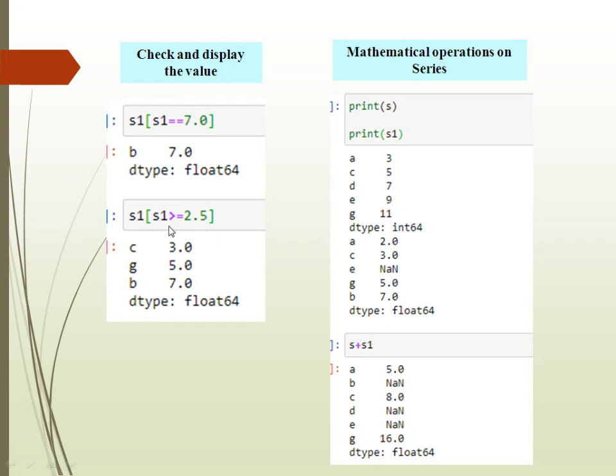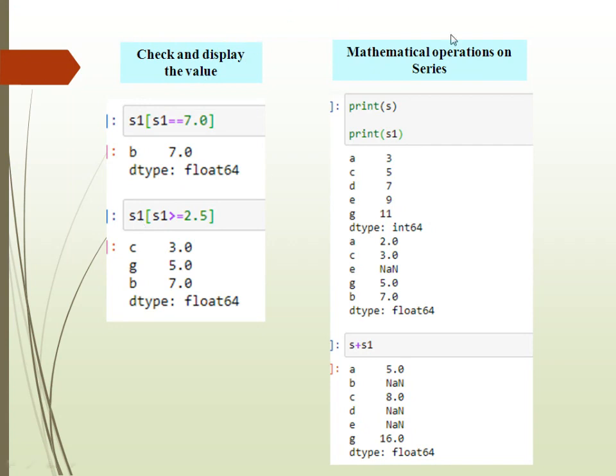Clear? Similarly, S1 values greater than or equal to 2.5. All the values which are greater than 2.5 will be displayed with their indices C, G and B. And this only happens with the help of this logical operator and this S1. So first we compare and then we display. So these short things you have to remember in this series, and of course in the whole chapter even.